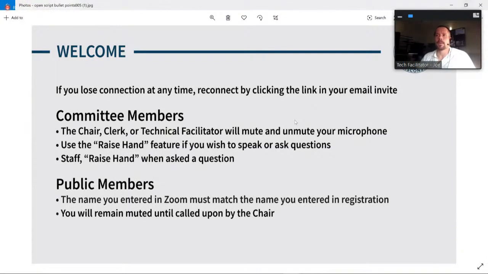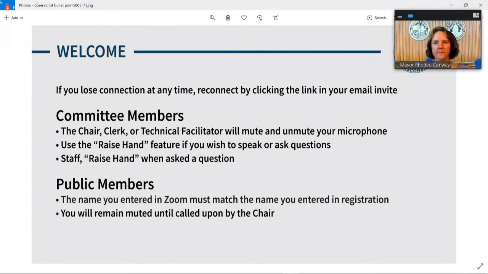When you are called upon, a prompt may appear asking you to be unmuted. Please click OK. Use the raise hand feature when you'd like to be recognized to speak, ask questions, or request a roll call vote. Staff, click raise hand when you are asked a question. Lowering your hand will take you out of the queue. Members of the public who have registered to speak, the name you entered in Zoom must match the name you entered in registration. You will remain muted until called upon. The clerk will tell you when your time is up. After speaking, a member of the body may ask you a question. If you need to share documentation with the Common Council, please send it to the email listed on today's agenda. Madam Mayor, that's all I have. Thank you, Joe.